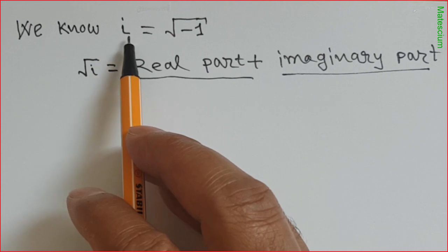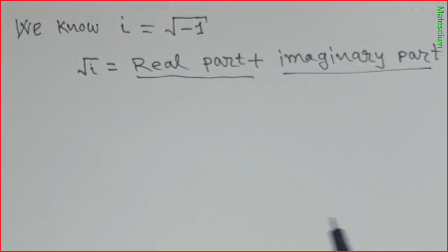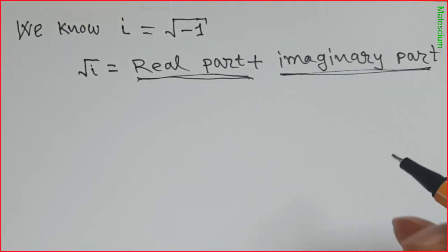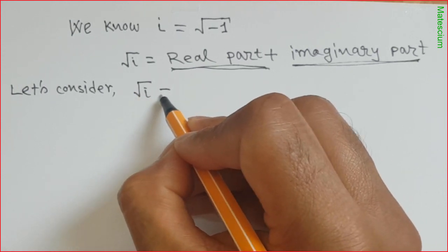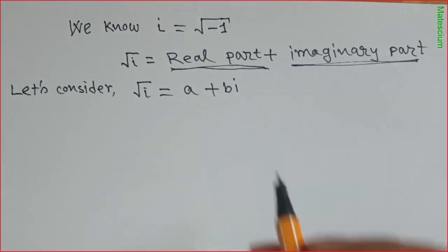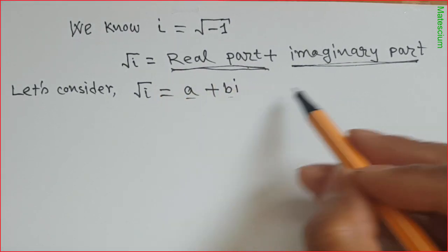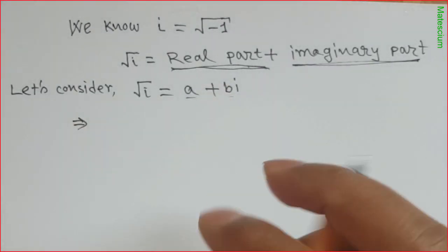We know that i is equal to square root of minus 1, and square root of i means it has two parts. One is a real part and another one is imaginary part. Let's consider this square root of i is equal to a plus bi. This a is the real part or real number and bi means its imaginary part. And we can work out on this equation.